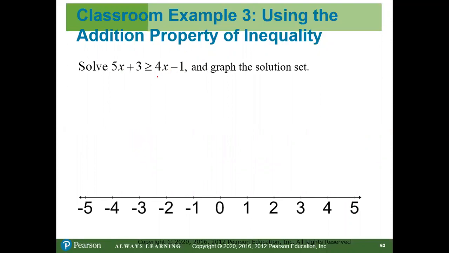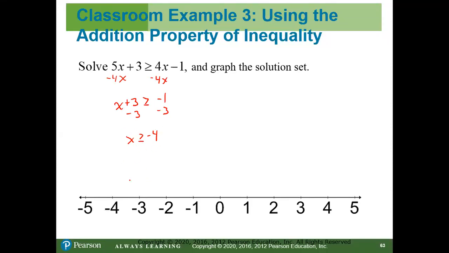So again, same thing. We're going to get x on just one side of the inequality. So minus 4x from both sides. This is going to give you x plus 3 is greater than or equal to -1. Subtract 3 from both sides. You get x is greater than or equal to -4. So there is your inequality.